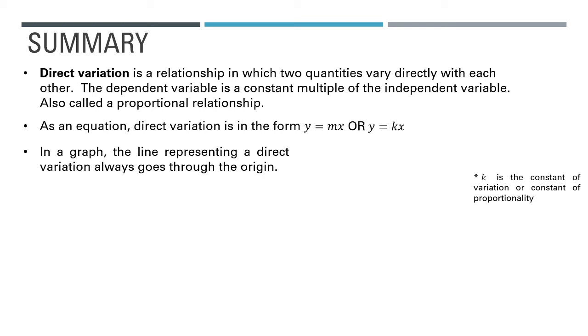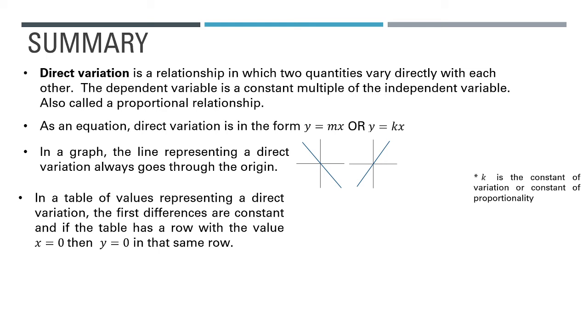Next, we also learned that in a graph, the line representing a direct variation always goes through the origin, as you can see in the two graphs shown there. We also learned that in a table of values representing a direct variation, the first differences are constant, and if the table has a row with the value x equals 0, then y must equal 0 in the same row. And so if you look at the two tables of values there, it's not important if the zeros are at the very start of the table of values. As long as there is a row where it's 0, 0, and the first differences are constant, then you know for sure it's a direct variation.